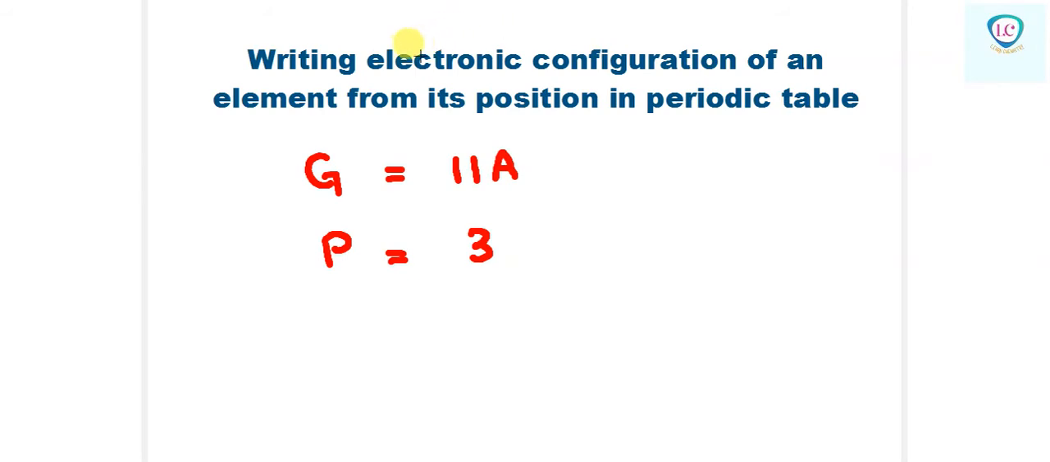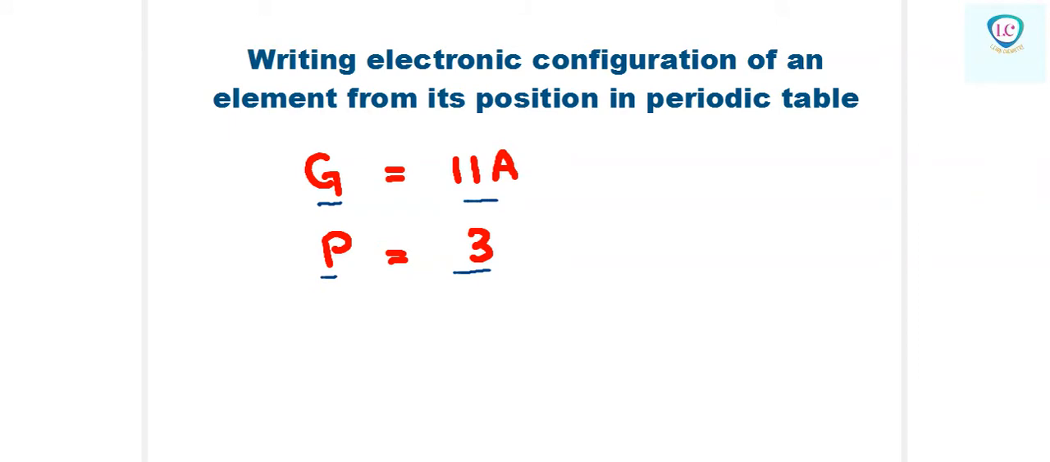Now the next thing, we can also write the electronic configuration of any element if we are given its position in the periodic table. Suppose you are told that an element is present in group 2A and belongs to the third period, and you are asked to write the electronic configuration or valence shell electronic configuration of this element.